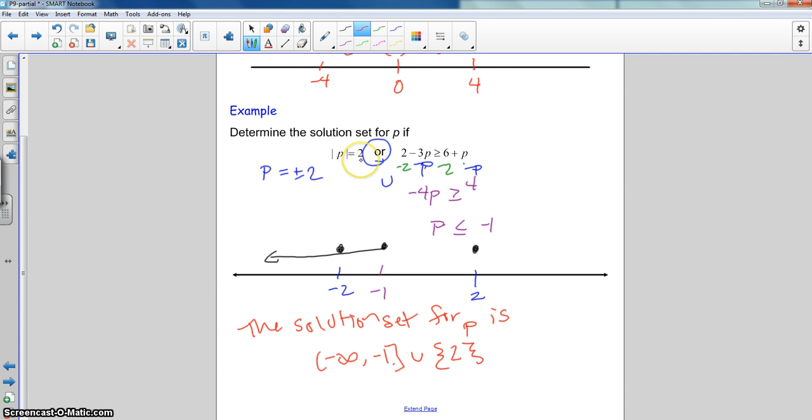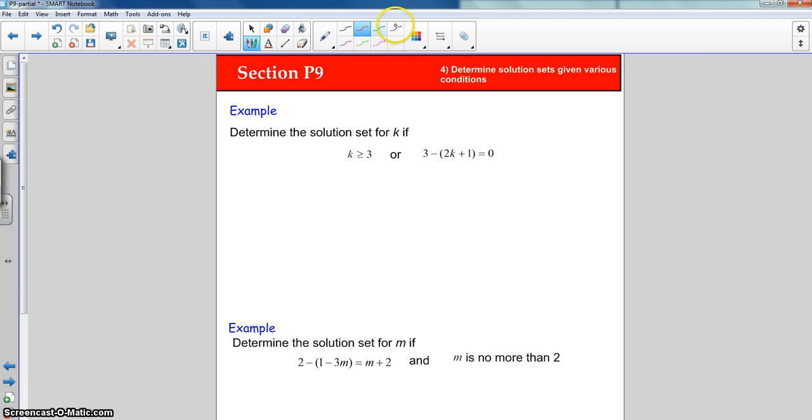If it's AND, we'll see an example like that. It'll be a different case. Okay, a couple more examples.